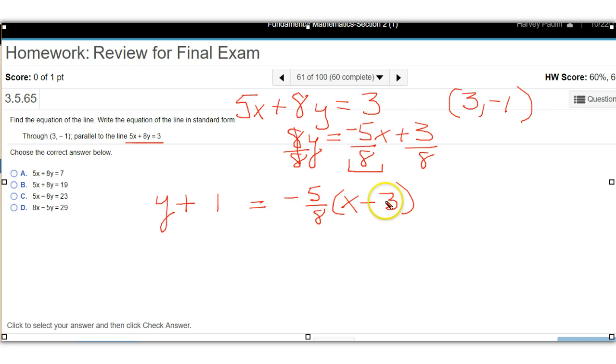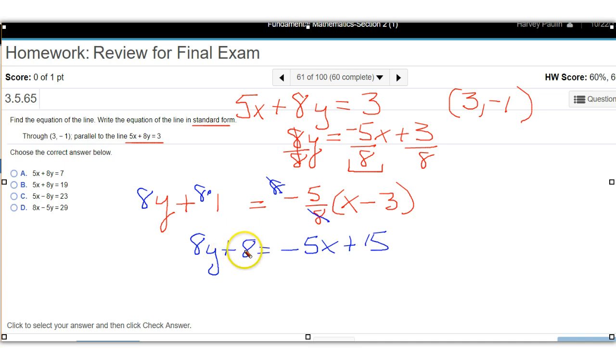Now they want our new equation to be in standard form, and in standard form there are no fractions. So the first thing we want to do is to get rid of all our fractions by multiplying every term by 8. Keeping in mind that on this side there's just this one term, so here the 8's cancel out nicely. So we now have 8y plus 8. Now the 8 is gone, so this is going to be a negative 5x, and a negative 5 times a negative 3 is a positive 15.